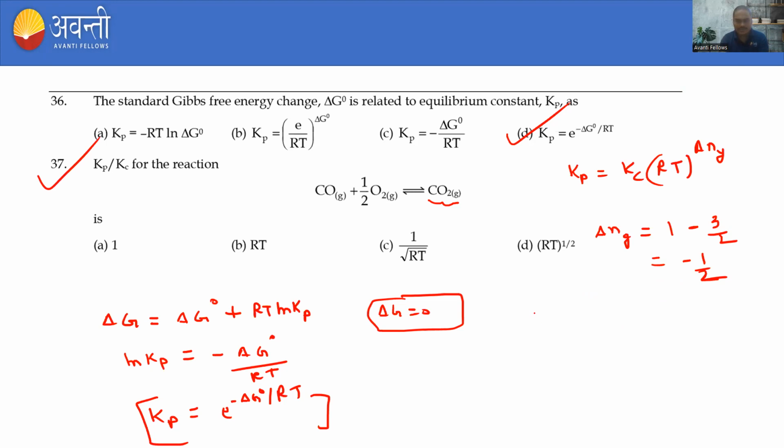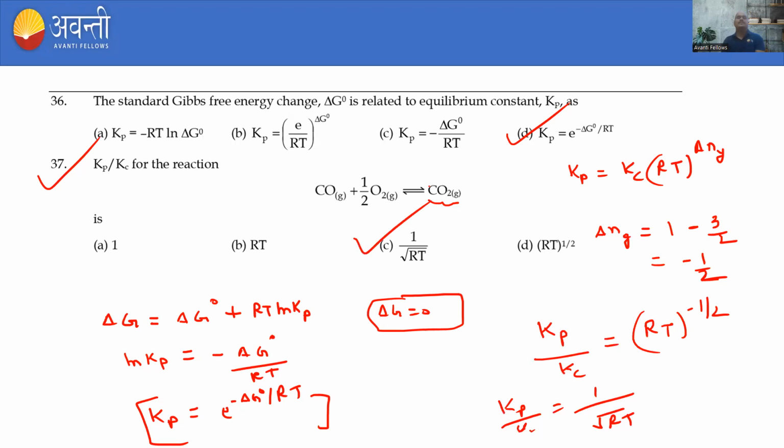Done. Now, this is delta ng. So you have to calculate Kp by Kc. Kp by Kc comes out to be RT raised to the power minus 1 by 2. So we can say that Kp by Kc is equal to 1 upon under root RT. So yes, option C. So option C is absolutely correct for this.